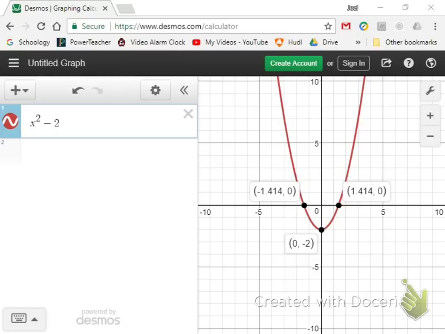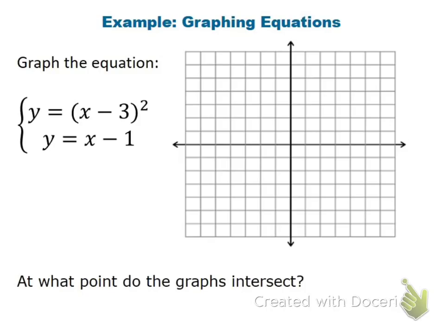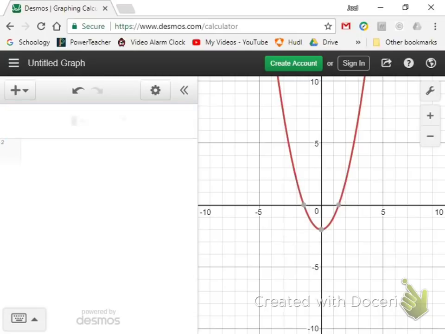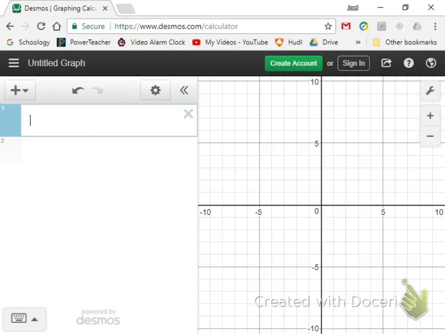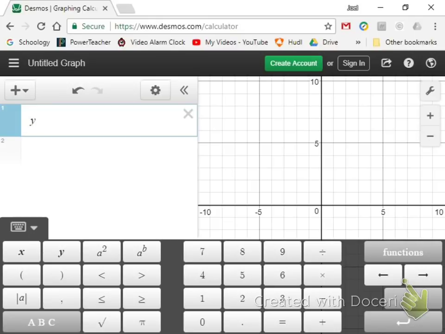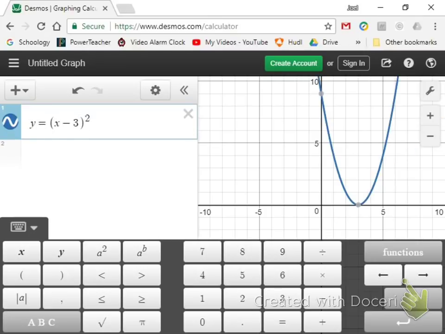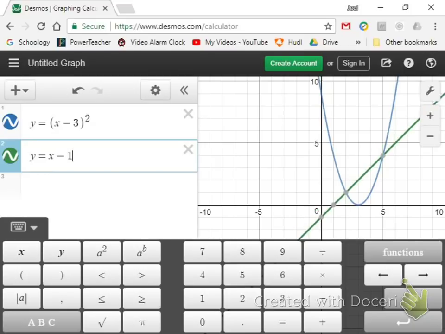So with the next problem, over on the back of the notes, these are the two equations that I want to graph, and then I want to figure out where they cross each other. And so what I can do is, again, using Desmos, I can plug this in here. So I've got y is equal to x parentheses x minus 3, and again, just plug it in just like it looks on there, squared. And then my other one, I can just tap there, and I can go y is equal to x minus 1.